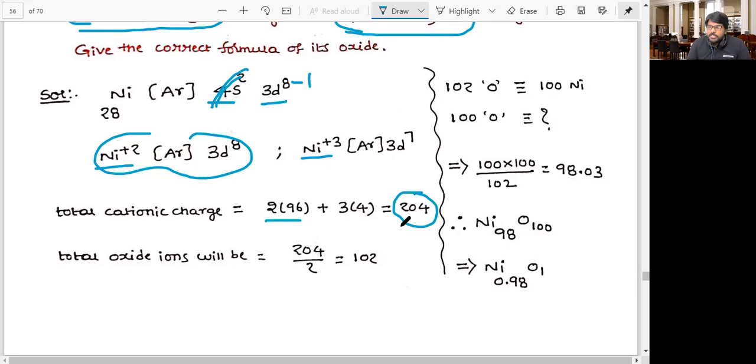Total positive charge is 204 means total negative charge must be 204. What is the charge possessed by each oxygen? -2. So in order to have 204 negative charges, how many oxygens are required? 102 oxygens are required. So 102 oxygens are carrying the charge -204.